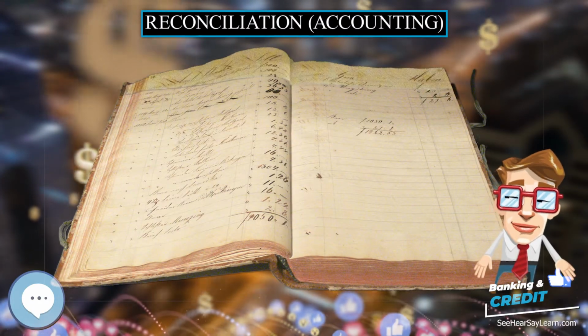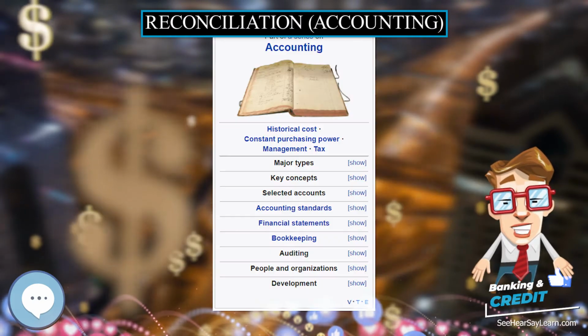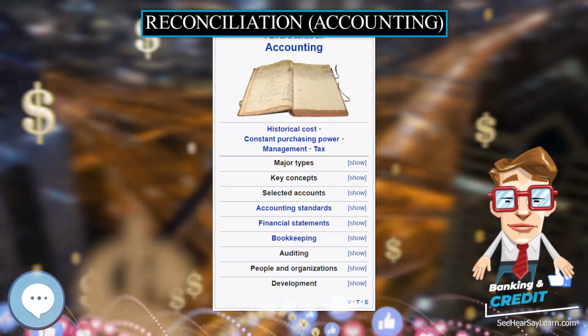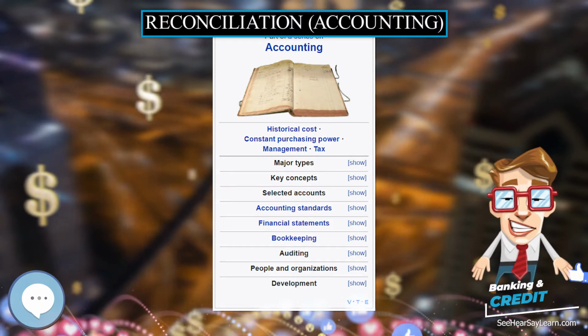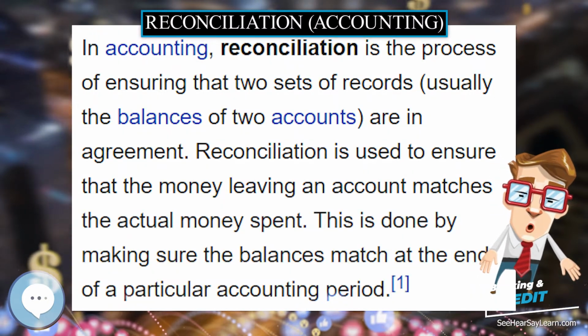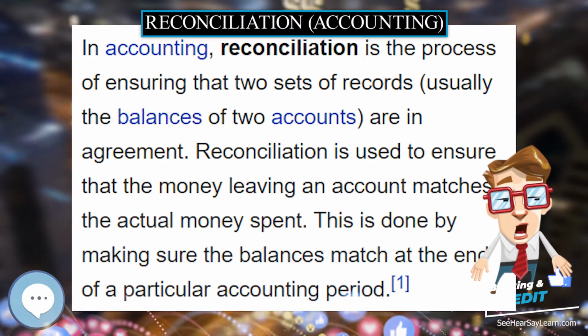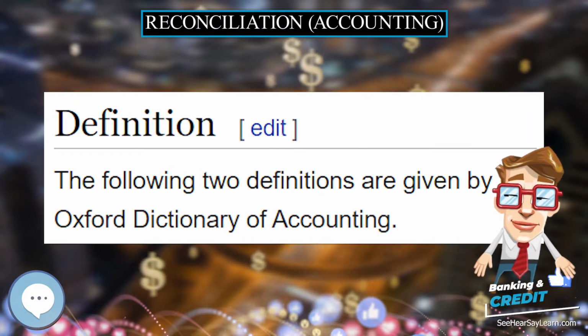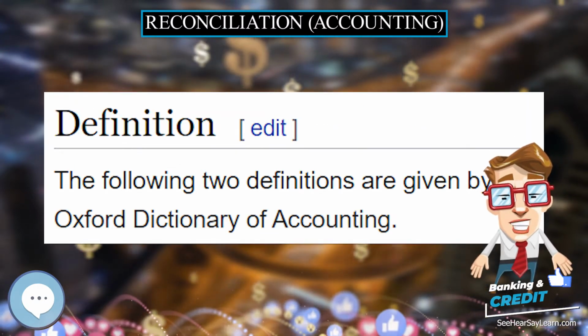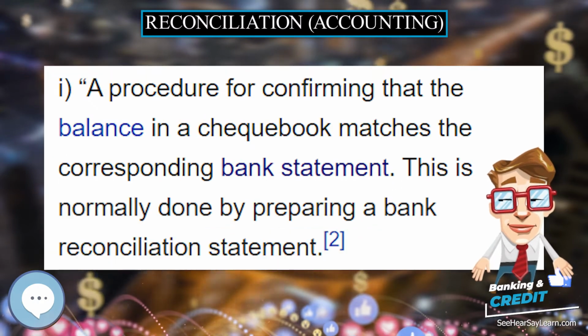Reconciliation, accounting. In accounting, reconciliation is the process of ensuring that two sets of records, usually the balances of two accounts, are in agreement. Reconciliation is used to ensure that the money leaving an account matches the actual money spent. This is done by making sure the balances match at the end of a particular accounting period.